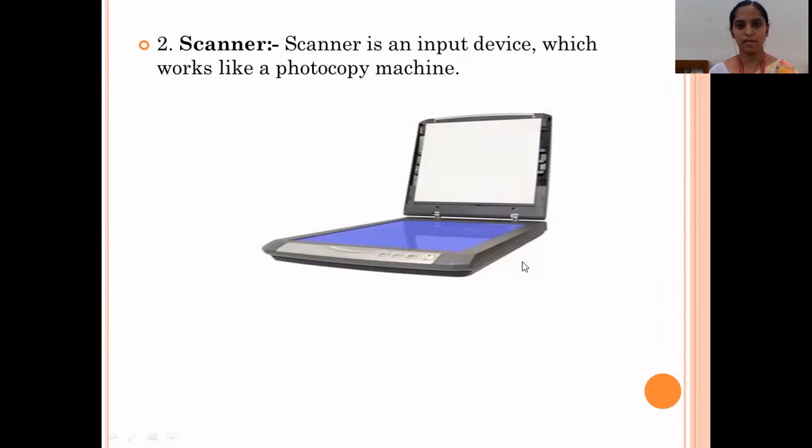Next is a scanner. A scanner is an input device which works like a photocopy machine. With the help of a scanner, the user can scan an image as well as text and store it into secondary storage or the hard disk for further processing. The user can scan the photocopy or image, convert it into digital format and store it on a hard disk.